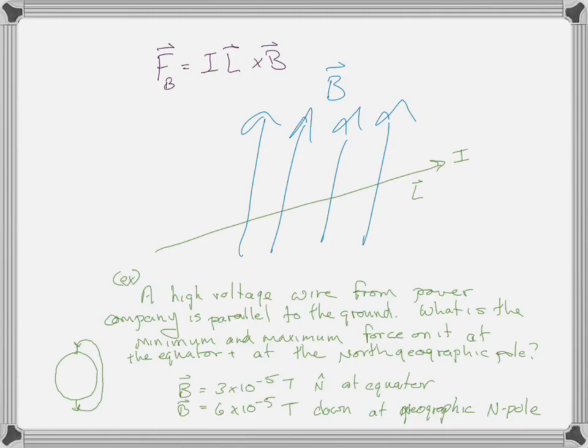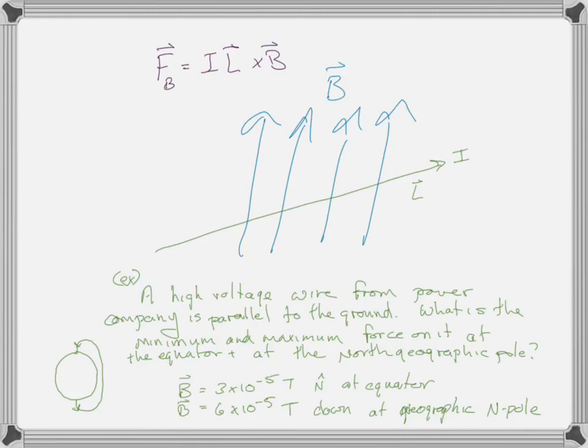What is the minimum and maximum force on it at the equator and at the geographic North Pole due to, and this is what I didn't write down, the magnetic field of the Earth? The magnetic field of the Earth is 3 times 10 to the minus 5 Teslas north at the equator. It points in the north direction at the equator.